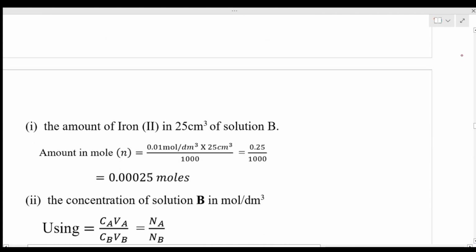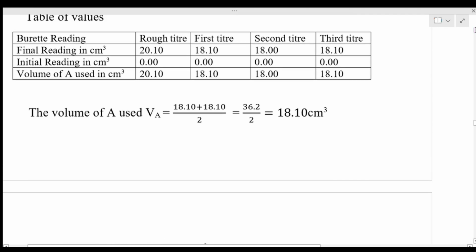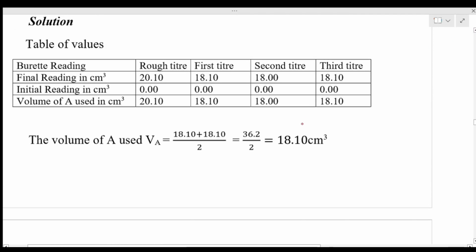Now quickly, let's look at the table below. This is a calculated value. So this is how a standard table should look. You have your burette reading, your final reading, your initial reading, then your volume of acid. Your initial reading starts from 0.00 all through, and these are the final readings that were obtained. For this particular experiment, I'm going to be making use of the first titer and my third titer.